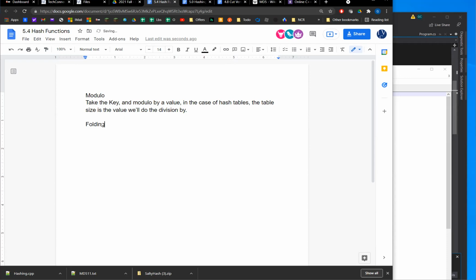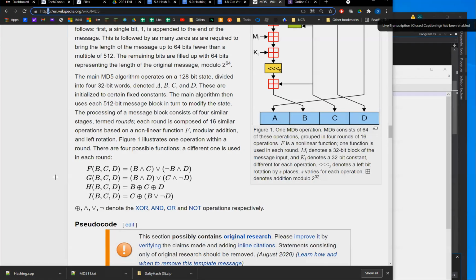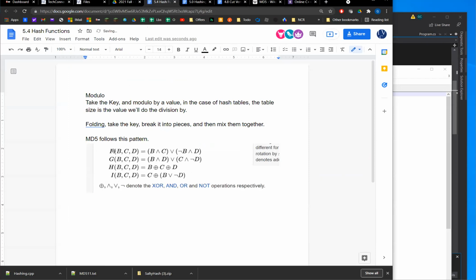Right. So we had the folding. You take the key, break it into pieces, and then mix them together. All right, so MD5 follows this pattern. Then go grab that image. Grab a screenshot. All right, so A, B, C, and D are chunks from the data. Then you have the bitwise operations to fold them together.